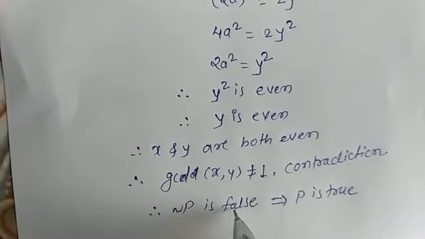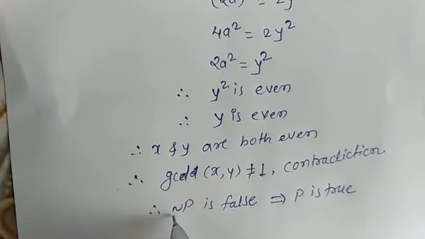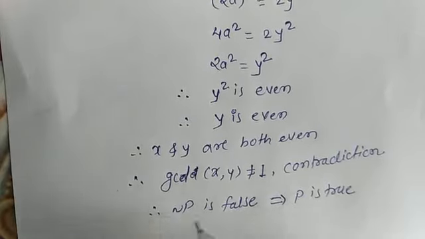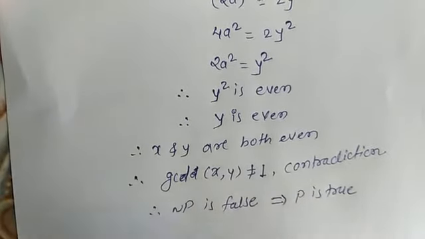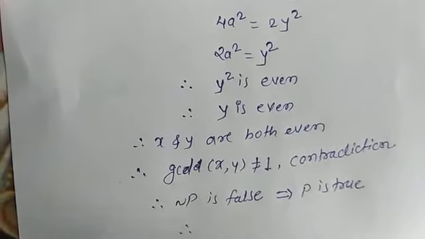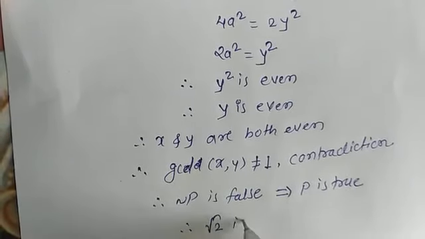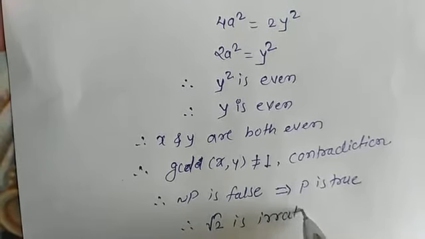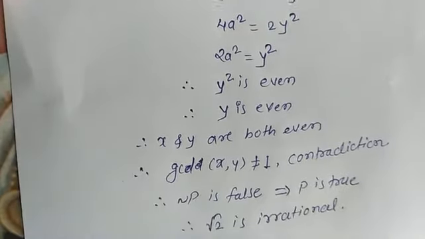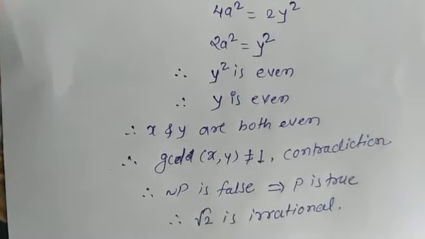Negation of P is false, so what should P be? P should be true. So P is true, therefore you can say that root 2 is an irrational number. Root 2 is irrational.